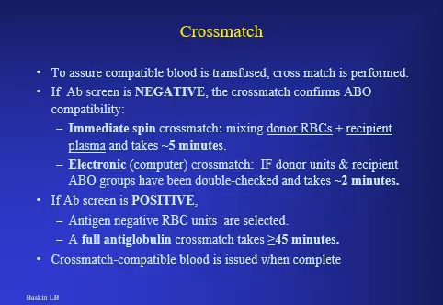And that takes us to the cross-match itself, which is the final step that confirms that a red cell unit is compatible with the patient. And if the recipient's antibody screen is negative, the cross-match is used primarily just to confirm ABO compatibility, and abbreviated cross-match methods can be used, such as the immediate spin or the electronic cross-match, and these can be done in just a few minutes. Now, if the recipient's antibody screen is positive, then red cell units that are antigen negative are selected, and a full cross-match is done, and this takes at least 45 minutes.